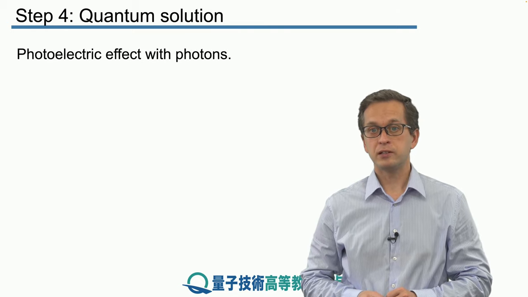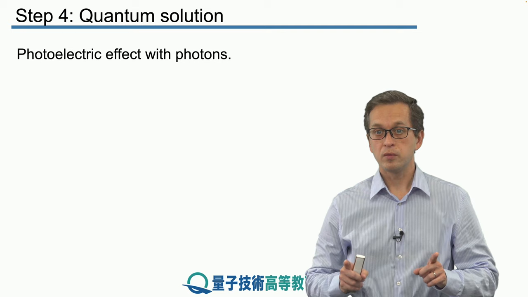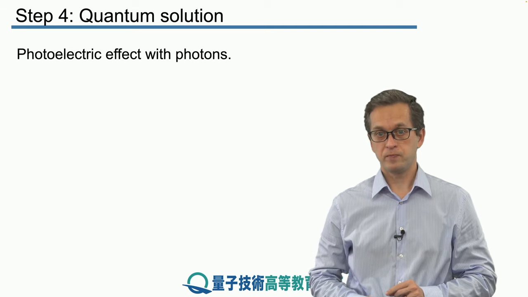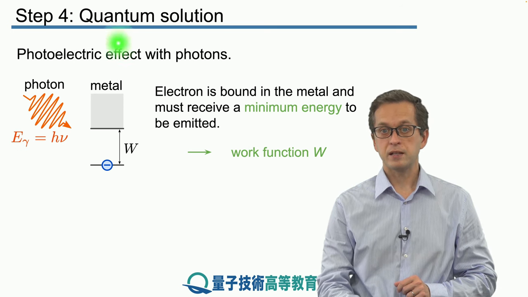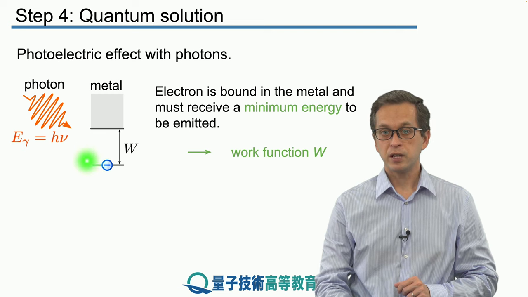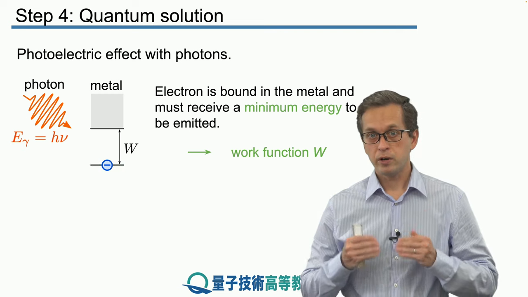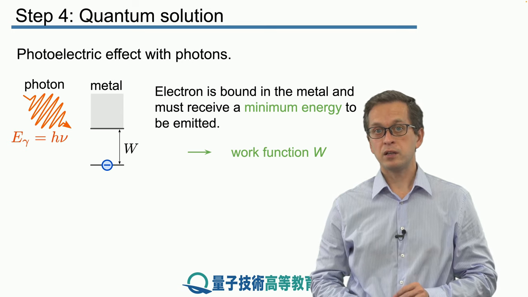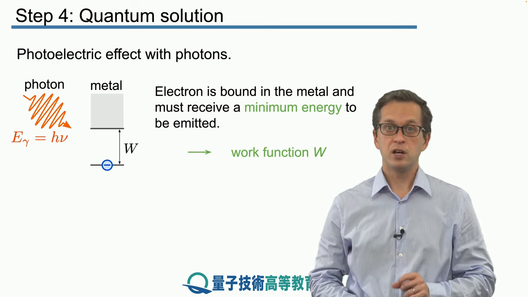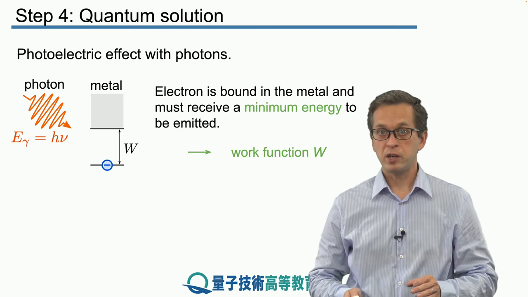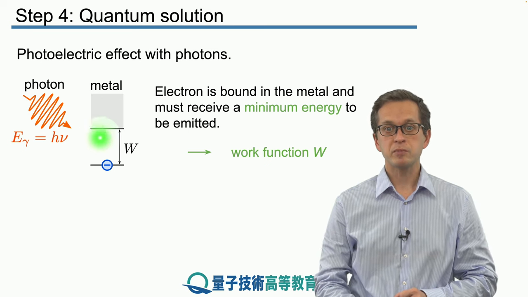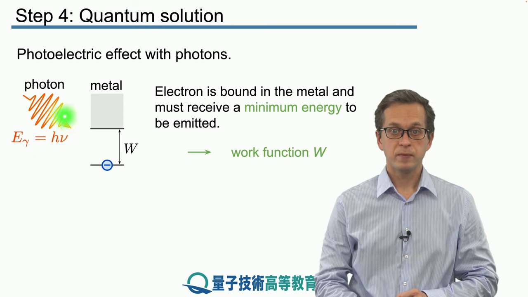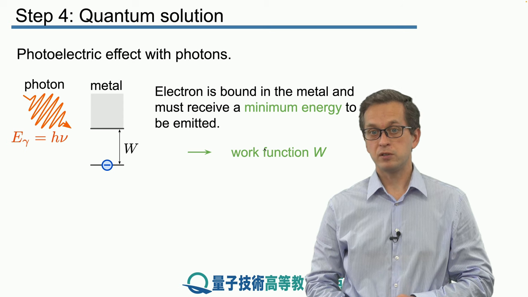So how does the photoelectric effect work with this new explanation in mind in terms of photons? We have the following picture. Here on the right, this whole thing is our metal. And the electron is bound inside the metal. And in order to be emitted from the metal, it must receive a certain amount of energy known as the work function W. This is the minimum energy that it needs to receive in order to be ejected from the metal. In comes a photon of a certain frequency corresponding to its energy, E gamma equal to h times nu.